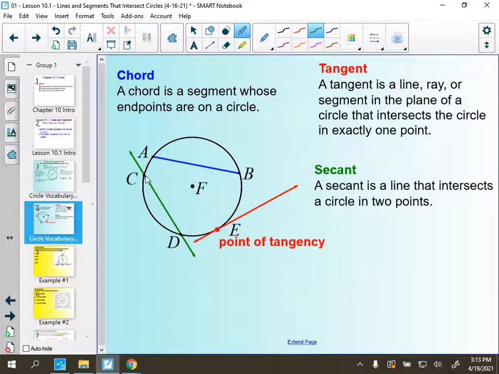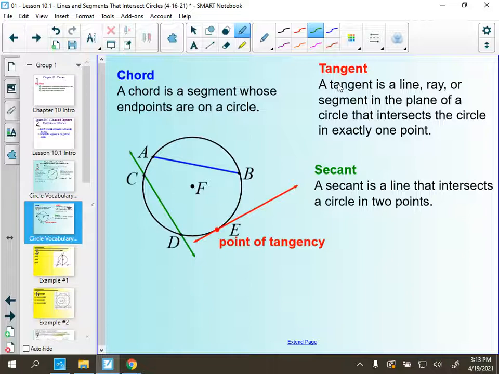Within any secant, you're going to have a chord, right? So if I were to ignore what's going on outside the circle here and here, we still have chord CD, a segment CD. So it's always going to work that way, where if you have a secant, you're going to have a chord contained within that secant.